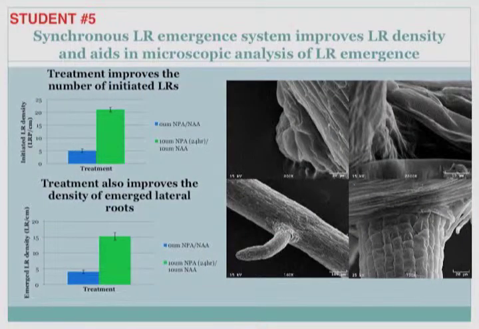And so here I've done some tests, and on the top you can see the number of initiated lateral roots. Blue is an untreated control with no inhibition or exogenous auxin. Green is our treatment system, and you can see that it is much higher in the number of initiated lateral roots. And on the bottom, the emerged lateral root density is also much higher than the controls.